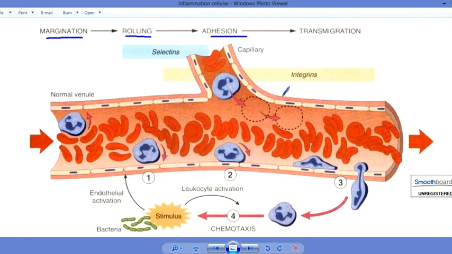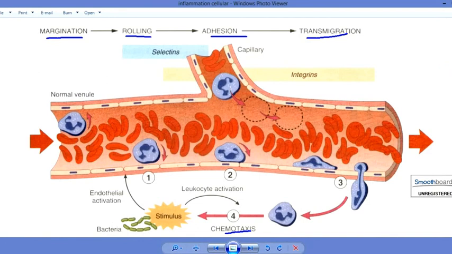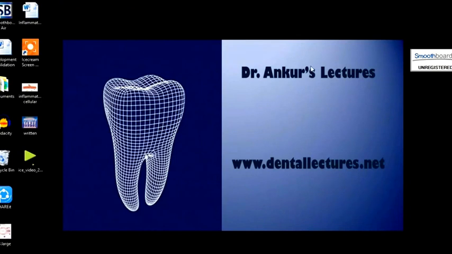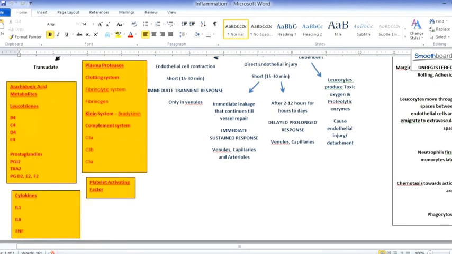Finally, because there is an increased microvascular permeability, there is a transmigration of these leukocytes to the interstitial tissue, from where they reach the place of the stimulus through chemotaxis, that is, they are attracted towards the chemical mediators, and finally over there they phagocytose the foreign bodies, and finally there is a degranulation. So that was about the cellular events in inflammation.